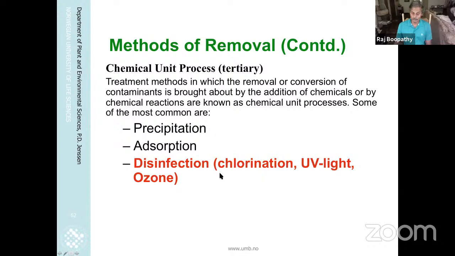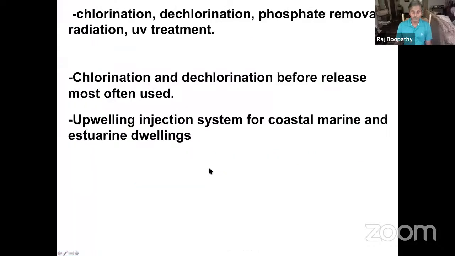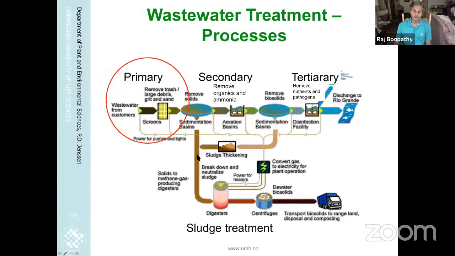So you need to make sure you meet the regulatory standard for how much E. coli, our indicator organism, you're removing. So you have chlorination, dechlorination, and now in the US, if you live in a marine system, you can inject this into a deep well below the salt line in the coastal system. So that's another way of removing these pathogens.